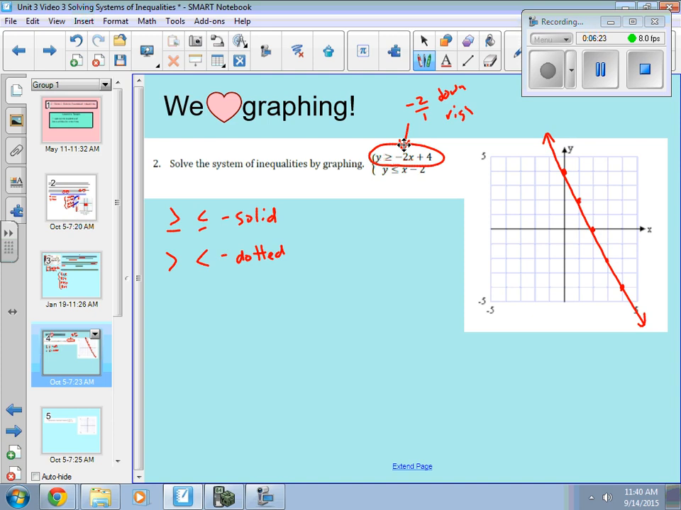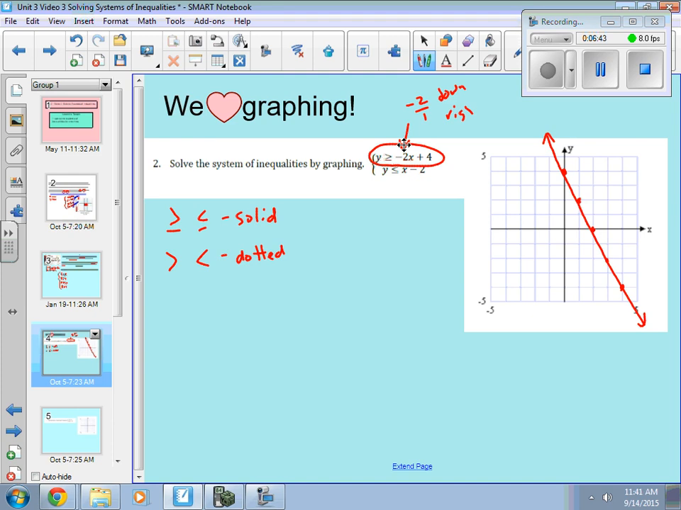Okay, but again, we're not done here. If this was an equal sign, we'd be done, but it's an inequality, which means there's many solutions that make that true. We want to decide which side of this line is going to make this true. We know the points on the line make it true. Which side of this is going to make it true?